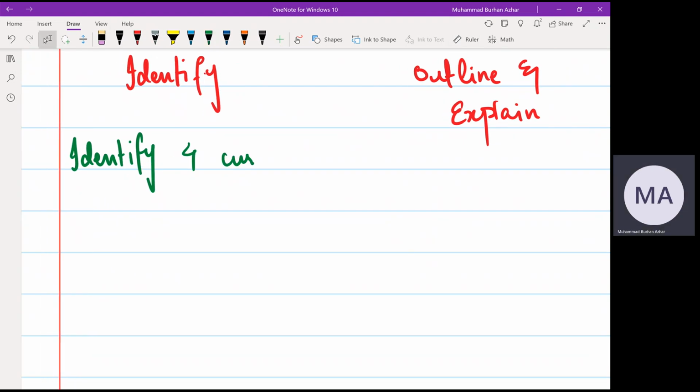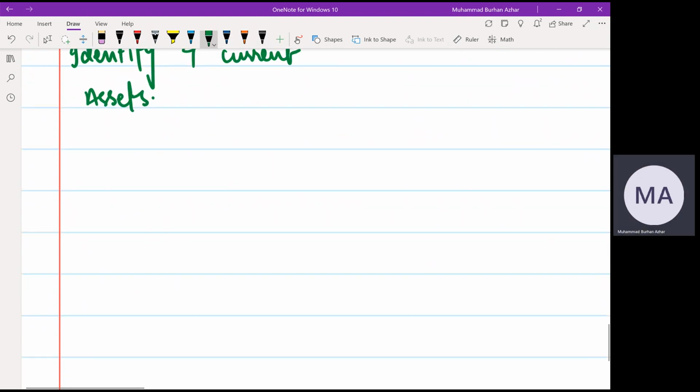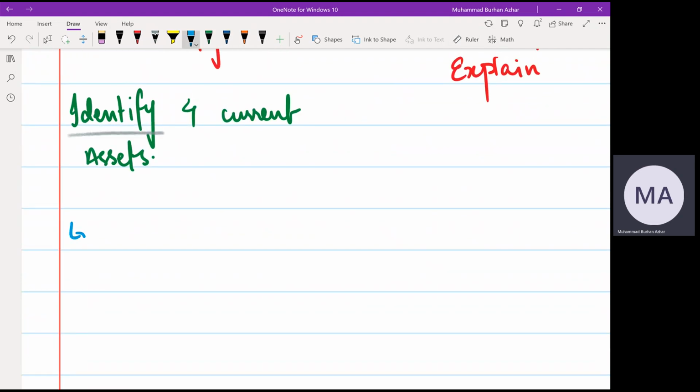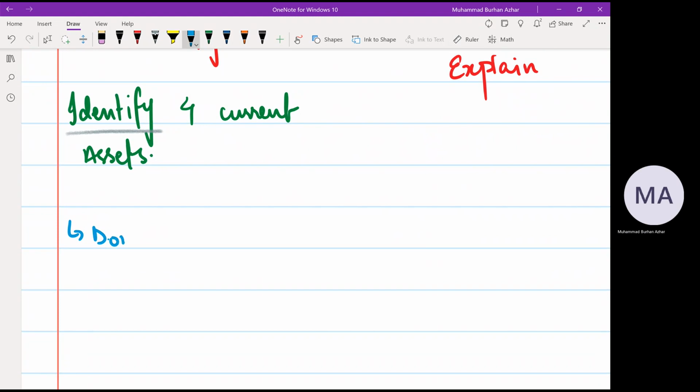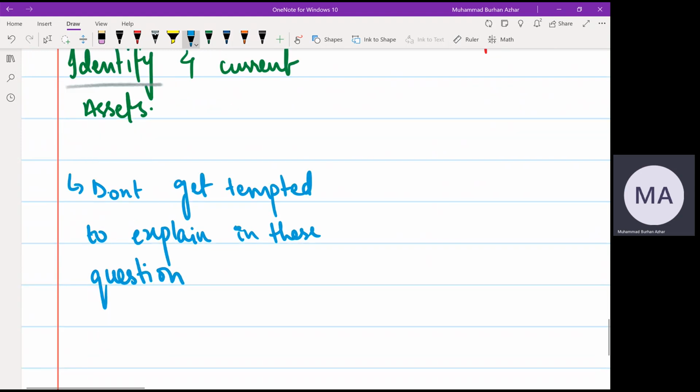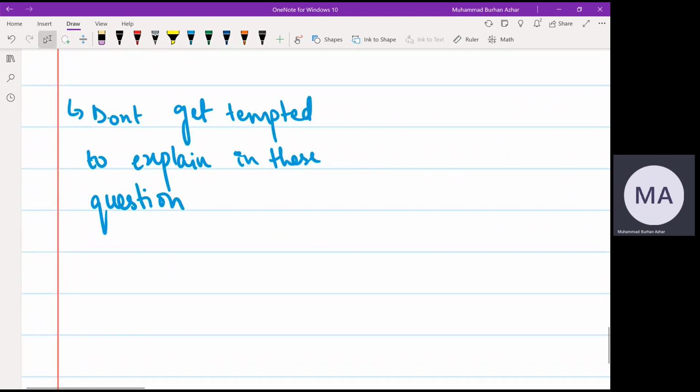4 current assets of a business. ठीक है? So that means कि मैंने 4 current assets को सिर्फ identify करना है. You do not need explanation in that. So don't get tempted to explain in these questions because that is unnecessary and it usually takes time और आपका time waste होता है and in the exam you don't have time, so wasting time is a very big blunder that you can make.